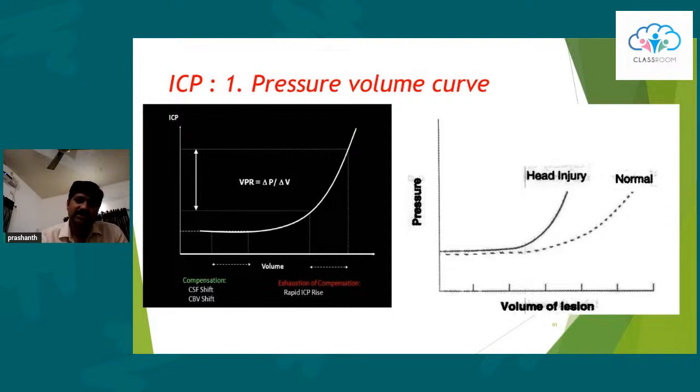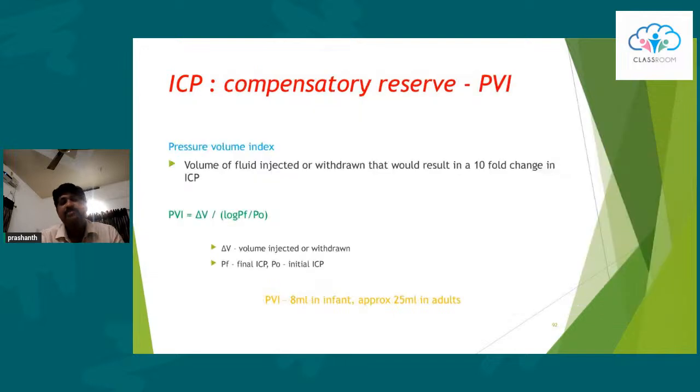As the equation is exponential, this relation can be written in another way. When you use logarithmic values, the relationship can be made more linear. So the pressure volume index is again derived from this kind of logarithmic relationship between pressure and volume. So pressure volume index can be defined as the volume of fluid injected into or withdrawn from the ventricular system that causes a 10-fold change in ICP.